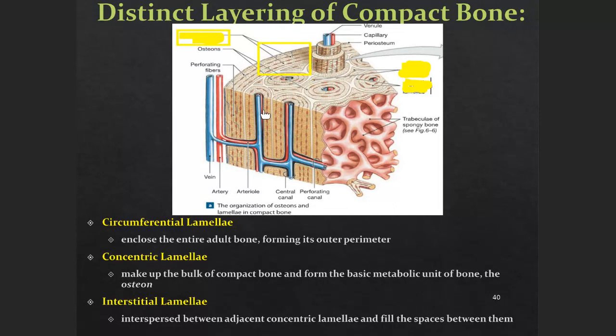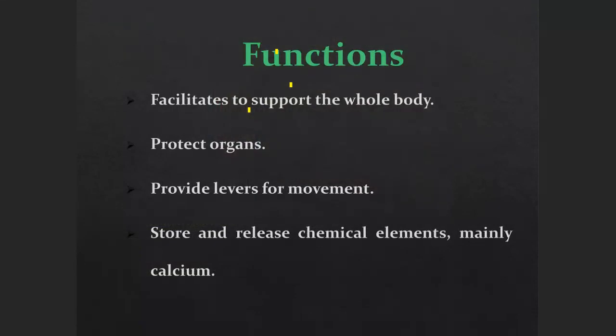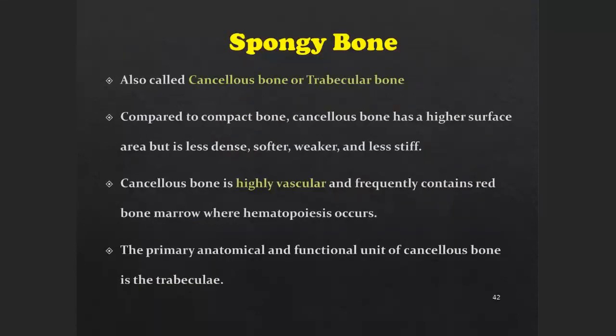So remember these three terms. Circumferential lamellae, circumferential means circling, enclosing. Okay. Then concentric means circle, rings sort of, and interstitial means those that are present in between. Functions we have already discussed.